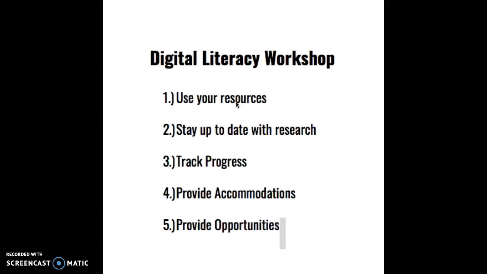Along with that, you'll need to stay up to date with current research that supports positive learning outcomes from technology. You can do this by following key organizations on social media or even attending presentations or webinars. Using these 2 steps should allow you to see the positive growth and progress from your students.